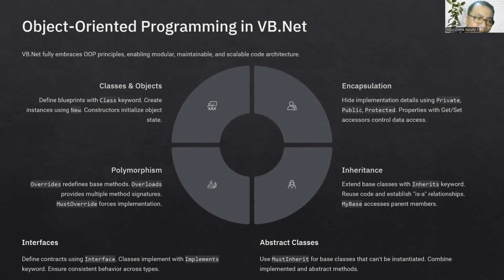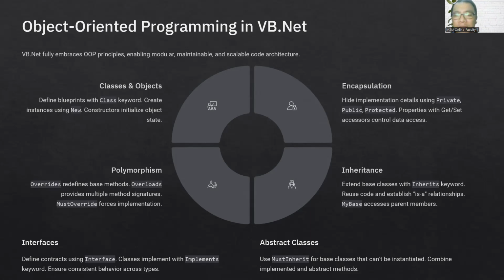So the next feature in OOPS with VB is polymorphism. We have the Overrides keyword to redefine a base method, Overloads that provide multiple method signatures, and MustOverride that forces the implementation as well.